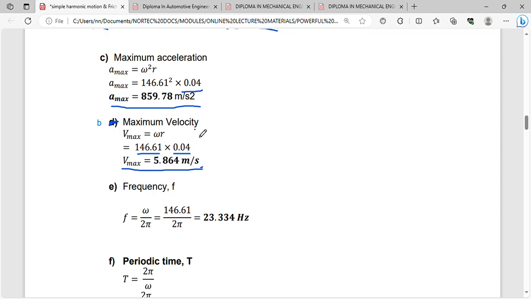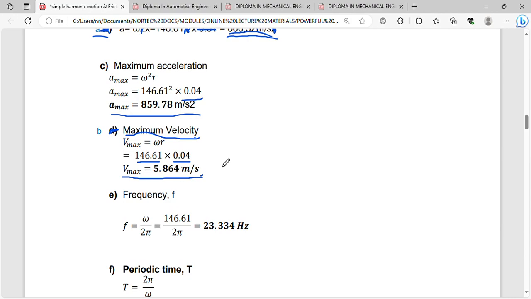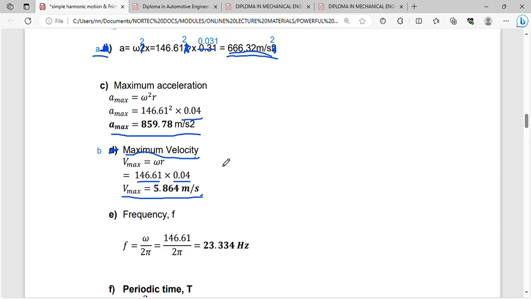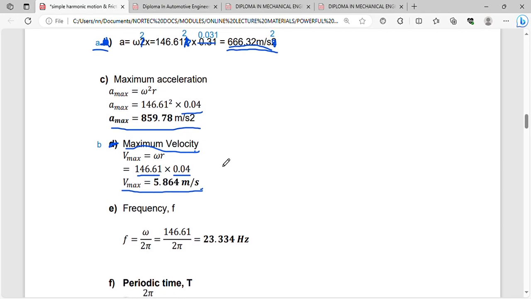Okay, thank you. So the maximum velocity is just WR. So 146.61, you multiply it by 0.04. The answer you find here for Vmax should be higher than the other velocity, which is just a normal one. So maximum velocity, 146.61 times 0.04, it's supposed to give you 5.864 meters per second.